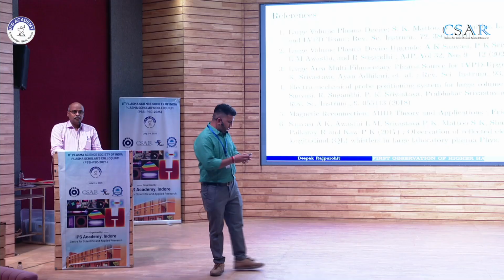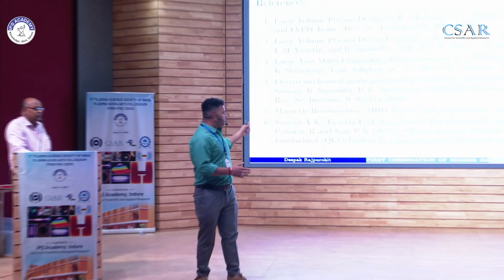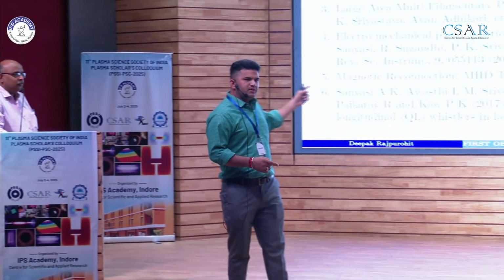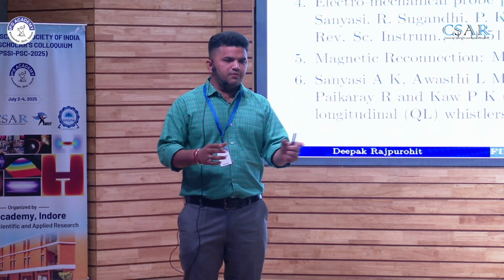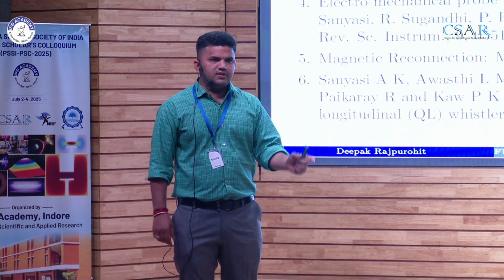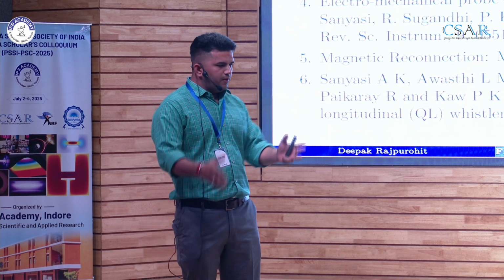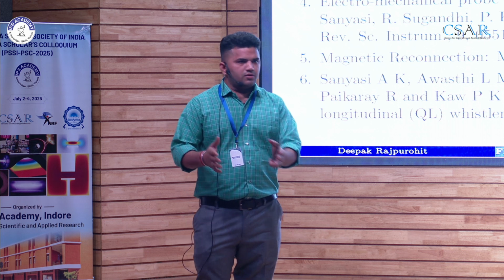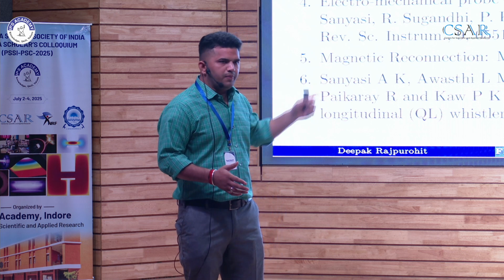First signature is the frequency domain. I didn't mention it in these slides, but the frequency range of a Whistler wave is between the electron cyclotron frequency and the ion cyclotron frequency, and the frequency we are getting is in between the electron cyclotron frequency and ion cyclotron frequency of our device, the large volume plasma device.